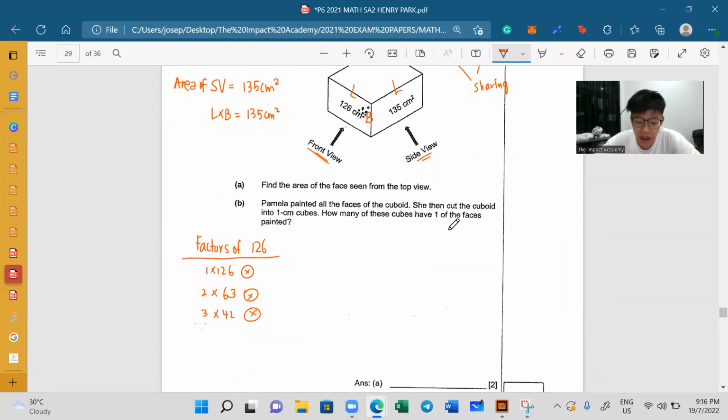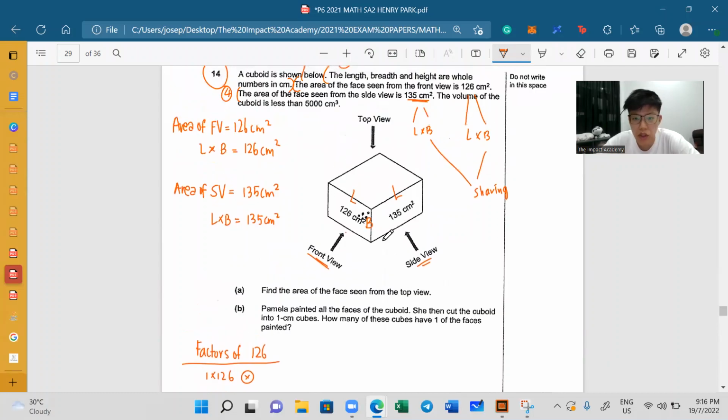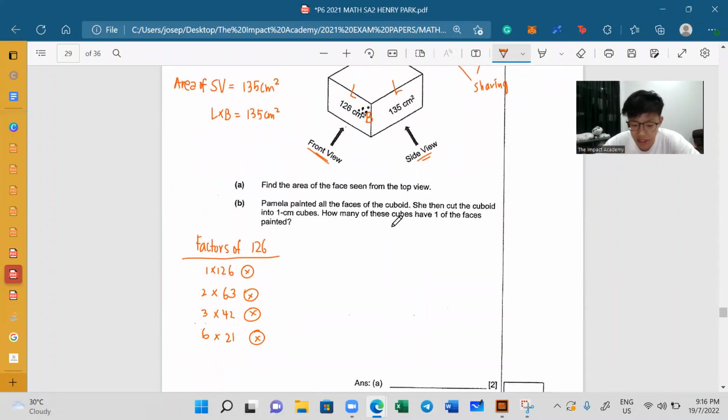So I will skip 4. 126 divided by 5, I will also not get a whole number. 126 divided by 6, I will get 6 times 21, which I also think is not possible because again, the difference is too huge. Later on I will also have another justification why all of these are not possible. Then I'm going on to the next part. 126 divided by 7, 7 times 18. 126 divided by 8, I get a decimal. 126 divided by 9, I have 9 times 14. 126 divided by 10, and 126 divided by 11 is not possible.